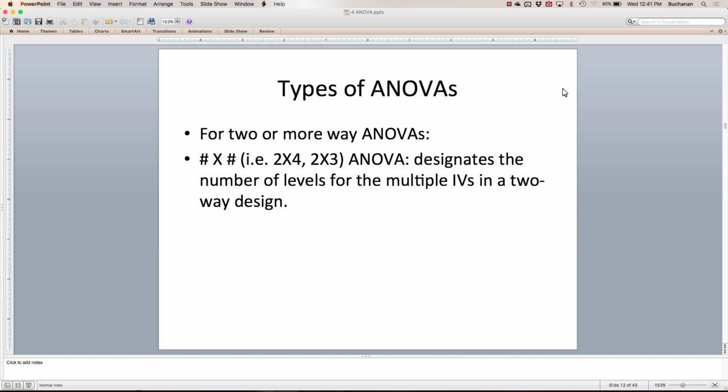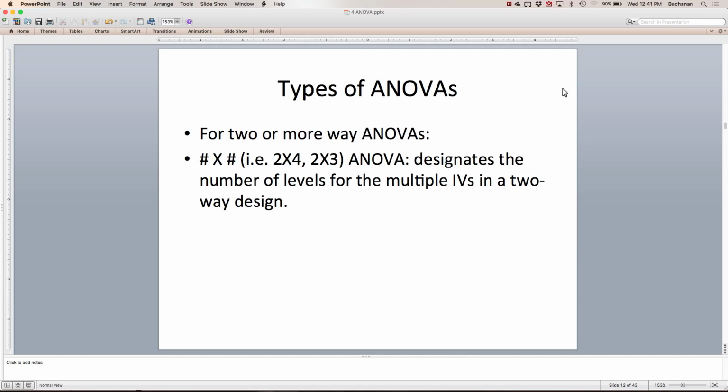So we've got 2x4, 2x3, 2x2x3. If you guys go in Mitchell's class, he loves three-way designs. He will make you do 600 of them. He loves them. We will not do three-way designs because I don't have a death wish this semester.